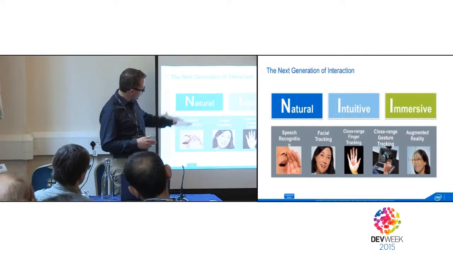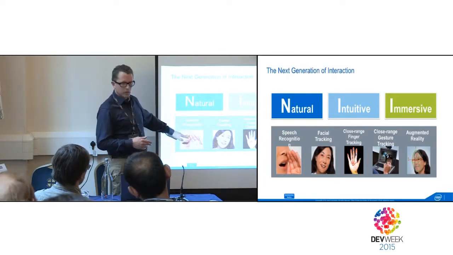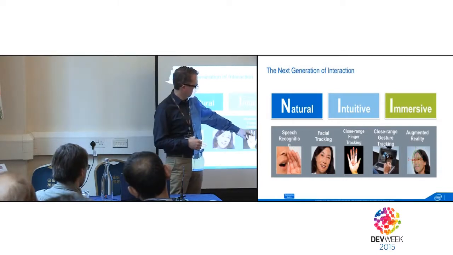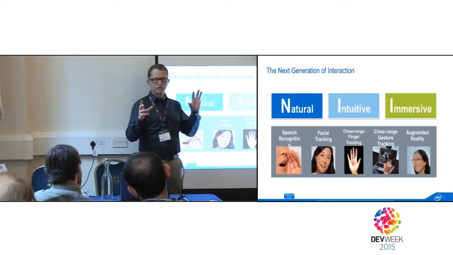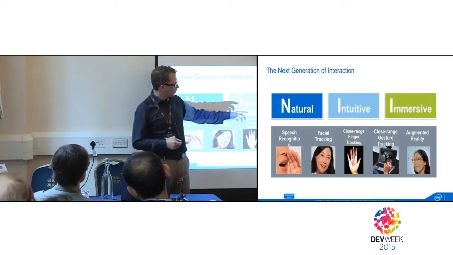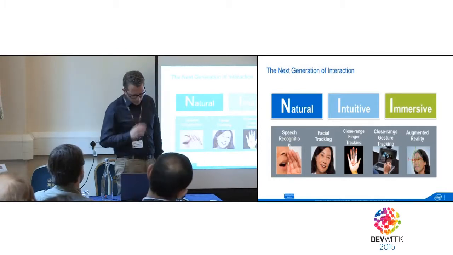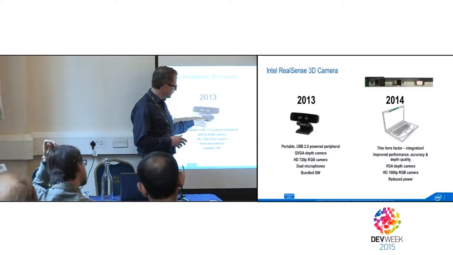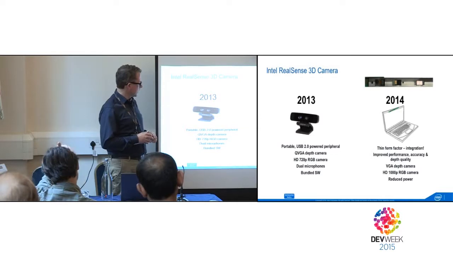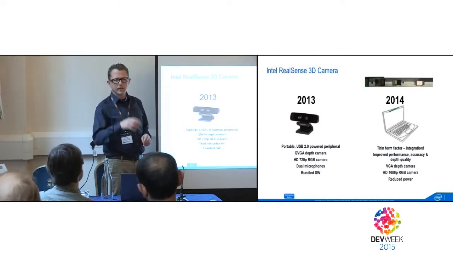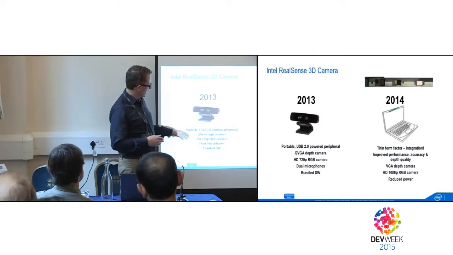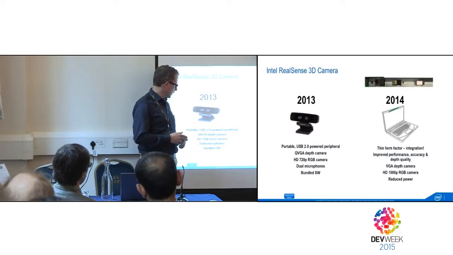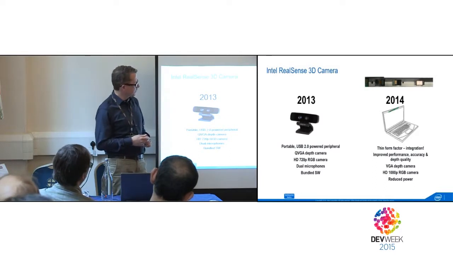So that means we want to go into speech recognition mixed with facial tracking, close range finger tracking, close range gesture tracking. That's more the Kinect, right? And augmented reality. And we have been working in 2013 with a company called Creative, which developed with us a 3D camera, an external camera. It was a USB 2.0 camera with 720 lines HD.